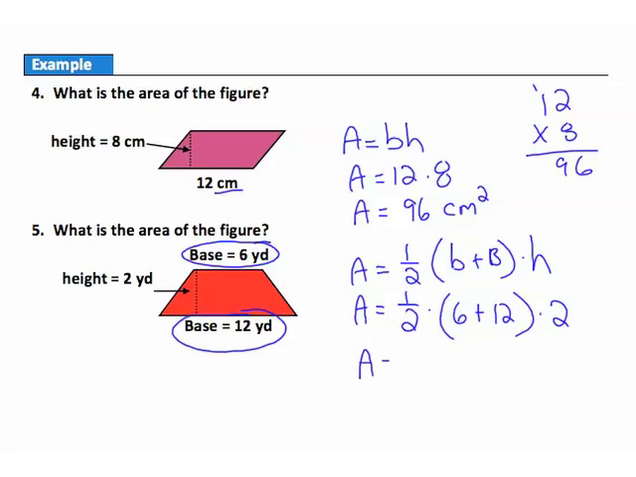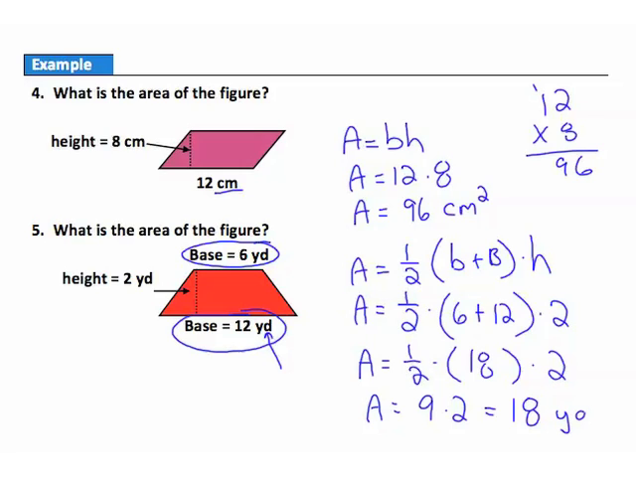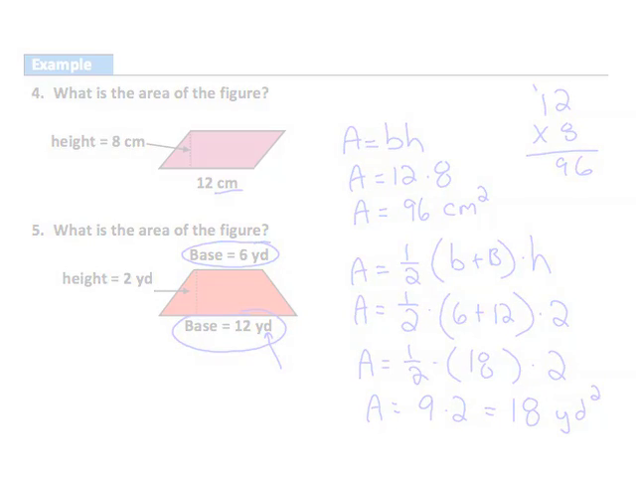Now we're going to follow the order of operations, which tells us to get an answer inside of these parentheses first. So I'm going to add those two bases together. 6 plus 12 is 18 times 2. Now I'm going to multiply 1/2 times 18. All that is going to do is find half of 18. Well, half of 18 is 9. So I have 9 times 2. 9 times 2 is 18. So that's the area. Notice I was working with yards here. So I want to make sure that I write my answer in square yards.